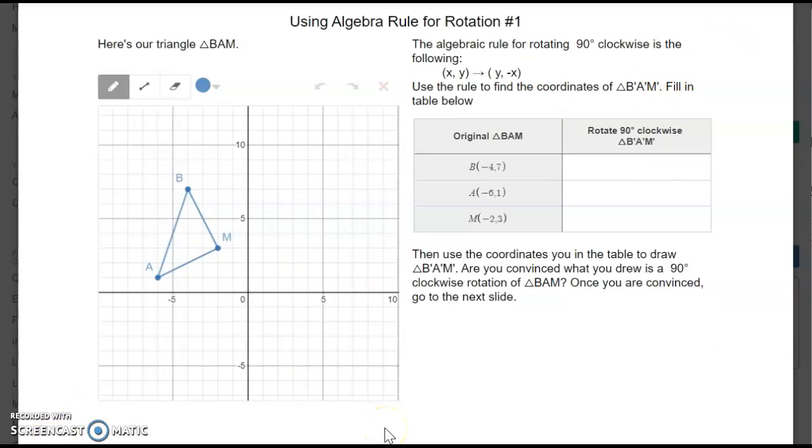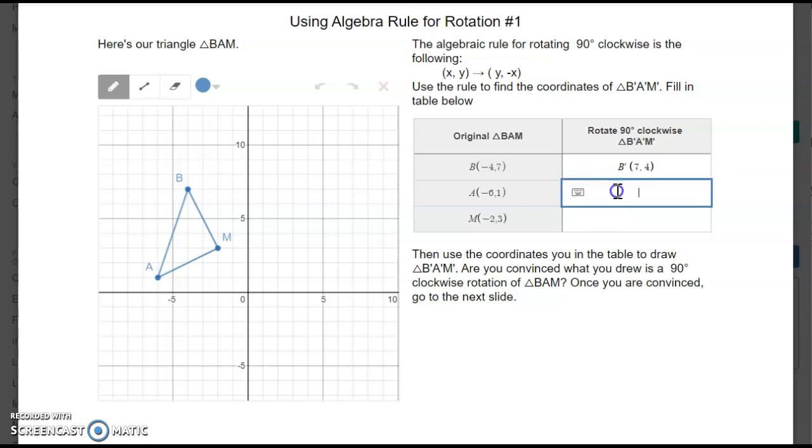Here I actually gave you the rule. For the rotation, (x, y) became (y, x). So notice that the x and y coordinates swapped. Okay, so in this case, B prime would become 7, -4. But not only that, the y coordinate changed its sign to its opposite. So instead of -4, it became +4.